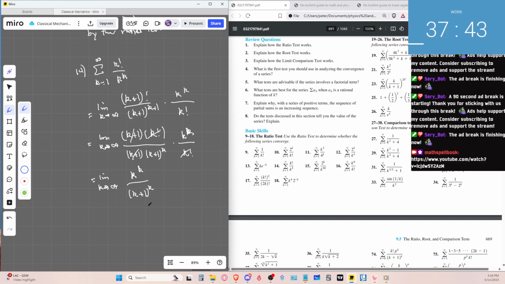Unless, because the top one, they both grow at the same rate. So I feel like the bottom will get to 0 before the top gets to infinity. Let's check out Quizlet and see what the answer is. I think it's the ratio test. So this one's number 14.